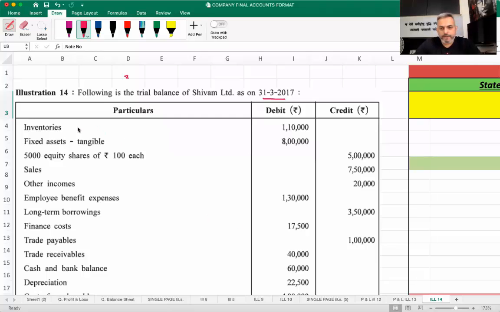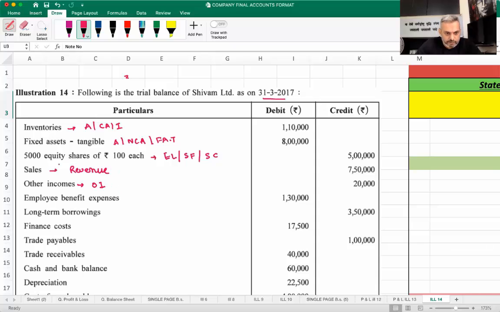So we go one by one and first we write down. Okay, so inventory is basically your balance sheet head, asset, your main head, current asset, and then inventory. Fixed asset tangible is again asset, non-current asset, and fixed asset tangible. Then equity share. So balance sheet head is equity and liability, shareholders fund, and share capital. Sales. Sales is directly revenue. So write revenue.